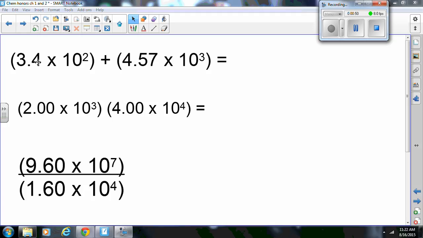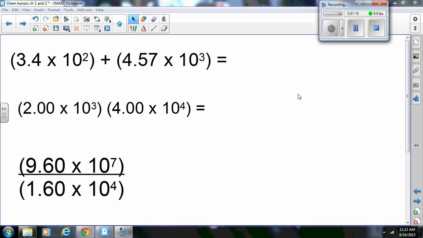So it'd be 0.34 plus 4.57. And that value is 4.91. And your exponents are now the same, so then it's times 10 to the 3rd. So one more time, the answer is 4.91 times 10 to the 3rd. So hopefully you are trying this with me and making sure that you are getting the right answers.